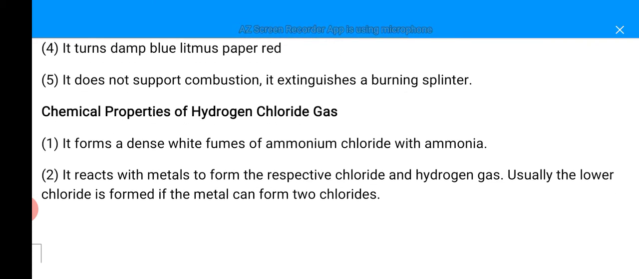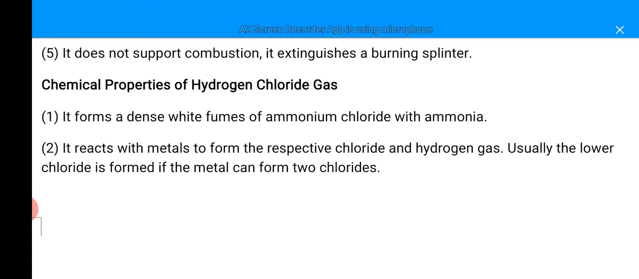What are the chemical properties of hydrogen chloride gas? Hydrogen chloride gas forms dense white fumes of ammonium chloride.